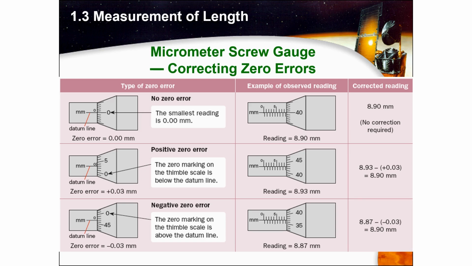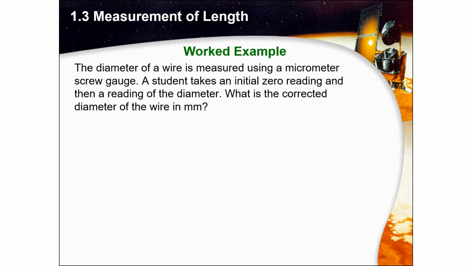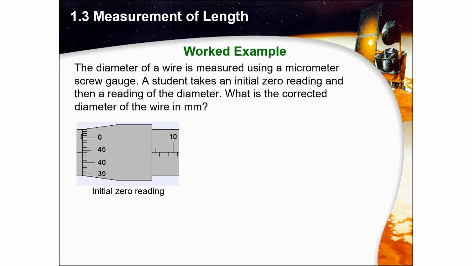Let's do the worked example. The diameter of a wire is measured using a micrometer screw gauge. A student takes an initial zero reading and then a reading of the diameter. What is the corrected diameter of the wire in millimeter? If we see the picture, the zero on the thimble does not coincide and it is above the zero of the datum. So that means we have what? Negative or positive zero error? Yes, good. Negative zero error.